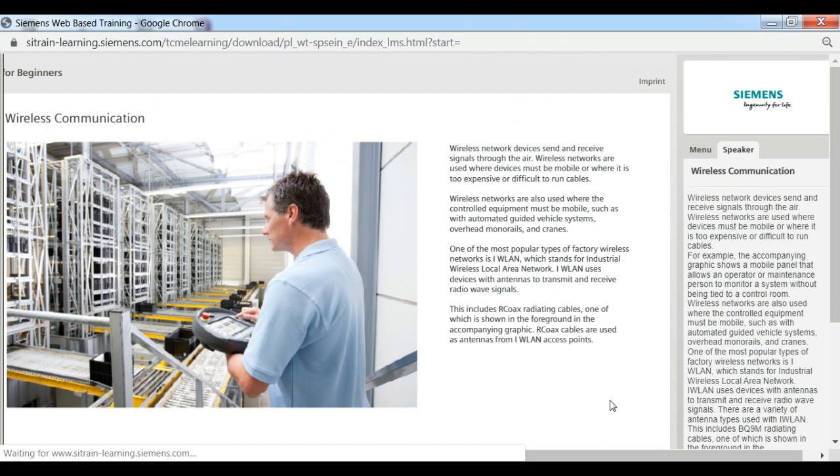Wireless network devices send and receive signals through the air. Wireless networks are used where devices must be mobile or where it is too expensive or difficult to run cables. For example, the accompanying graphic shows a mobile panel that allows an operator or maintenance person to monitor a system without being tied to a control room. Wireless networks are also used where the controlled equipment must be mobile, such as with automated guided vehicle systems, overhead monorails, and cranes.